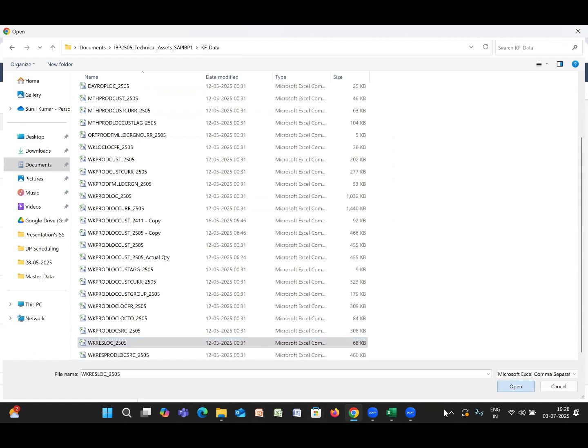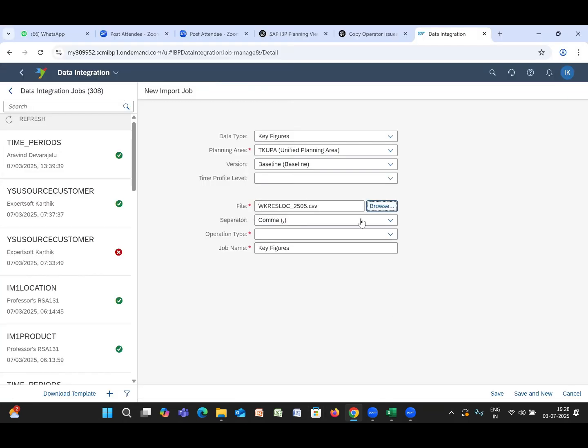Okay. Open this. So separator will be colon. So the next. No. Oh, okay. It will be colon. Operation type will be insert. Update. Separator is colon, not comma. Colon. Colon. Semicolon, sorry. Semicolon. Okay. Insert update. Okay. Now save.